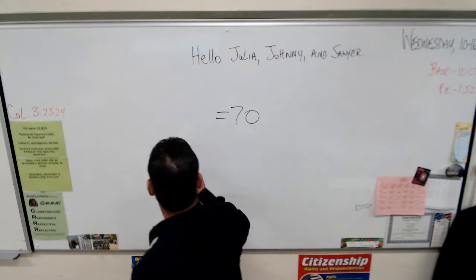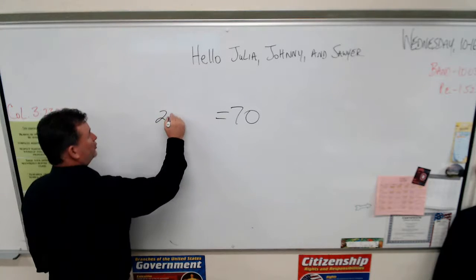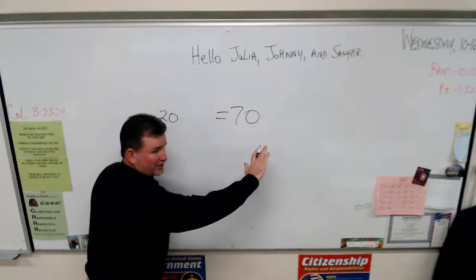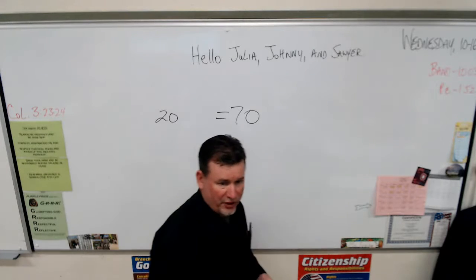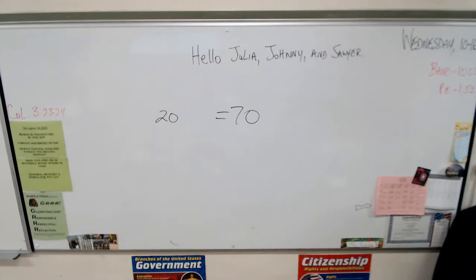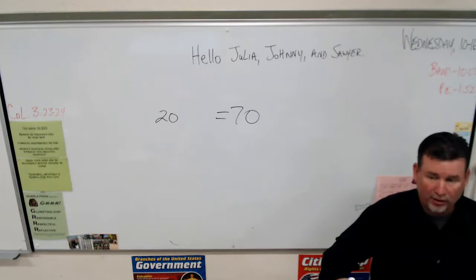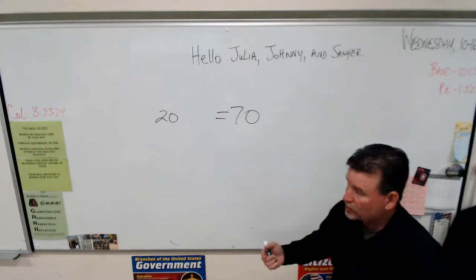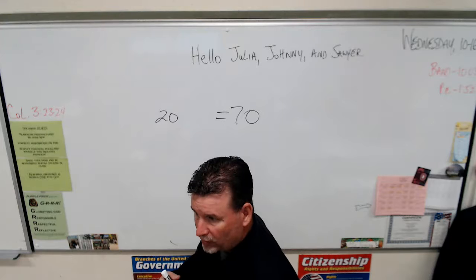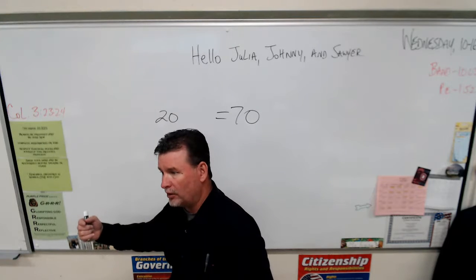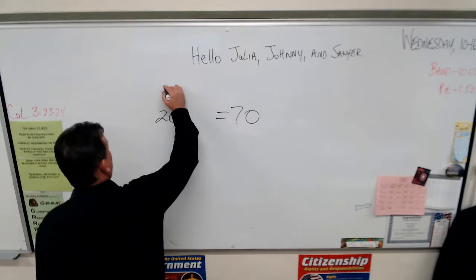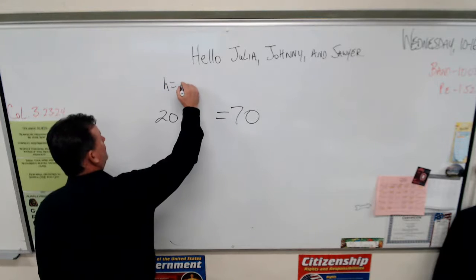20. So if I start with 20, I end up with 70. What information did they tell me? They told me I was going to work 10 hours during that week. And the question they want to know is, how much did I earn per hour? That's what I want to know. So I'll let H equal that.